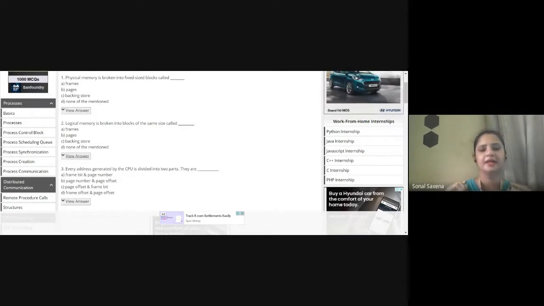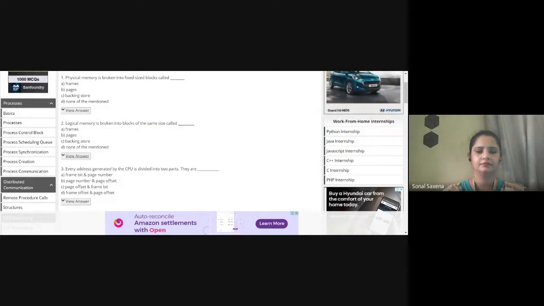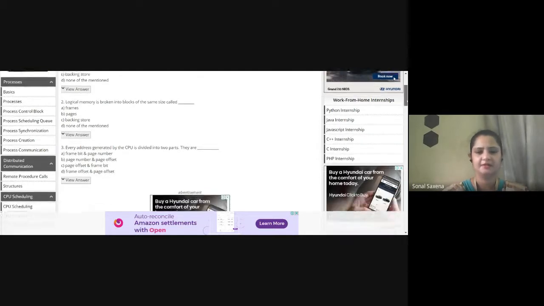The third question says, every address generated by the CPU is divided into 2 parts. What is that? We have seen in the diagram itself, I've told you this concept. It is a frame bit and page number, page offset and frame bit, frame offset and page offset. Very quickly you can answer it. It is very easy. I hope you have answered it correctly because it is very easy.